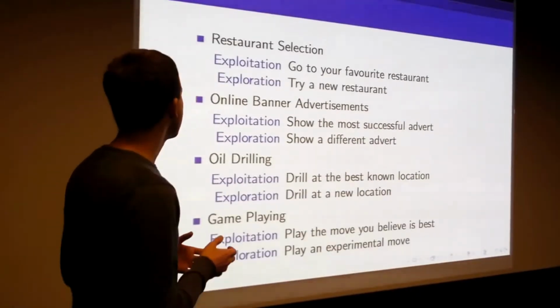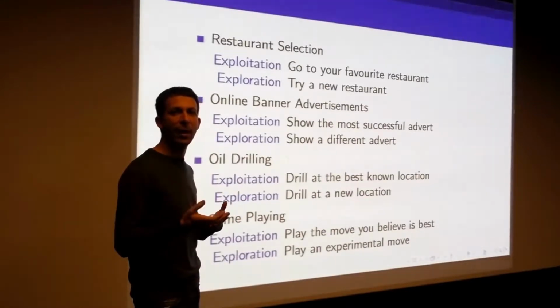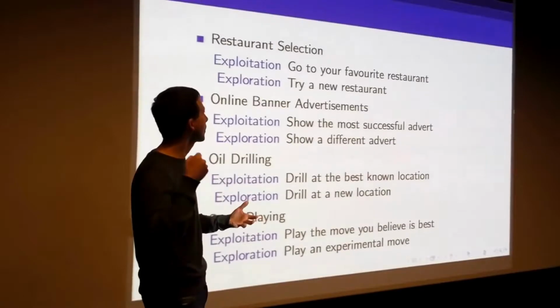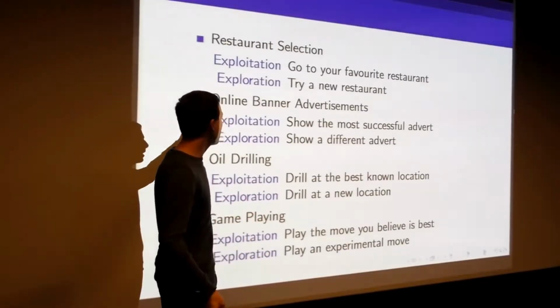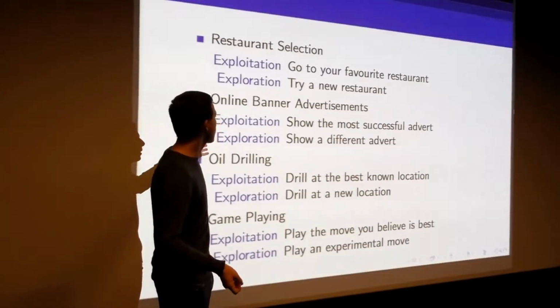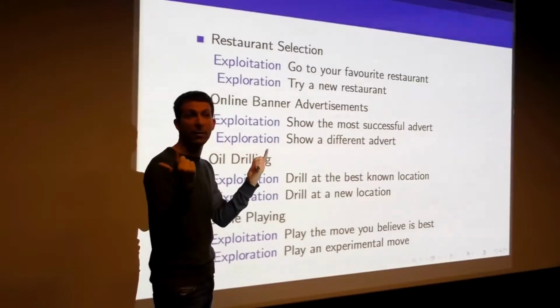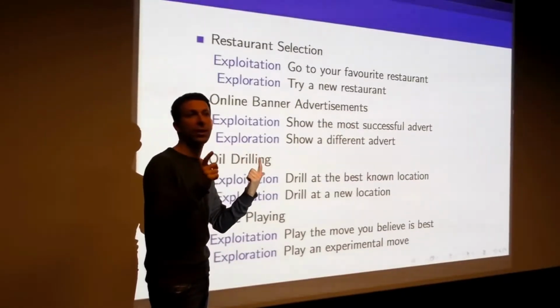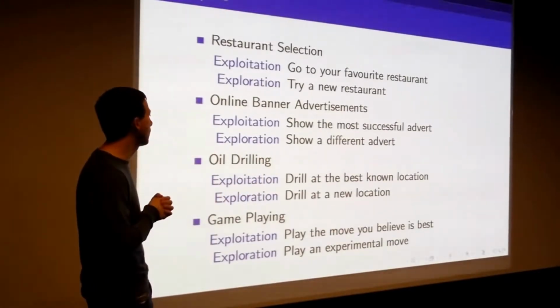So here's a few examples. If you're going to a restaurant, you might want to explore by trying a new restaurant, or you might want to exploit by going to the one you know best. The online banner ads I mentioned already, but there you might want to explore by showing a user a different advert to what you've shown that kind of user before. But to exploit would be just to show the one you're most sure they're going to click on. You want to probably maximize click-through in these examples.